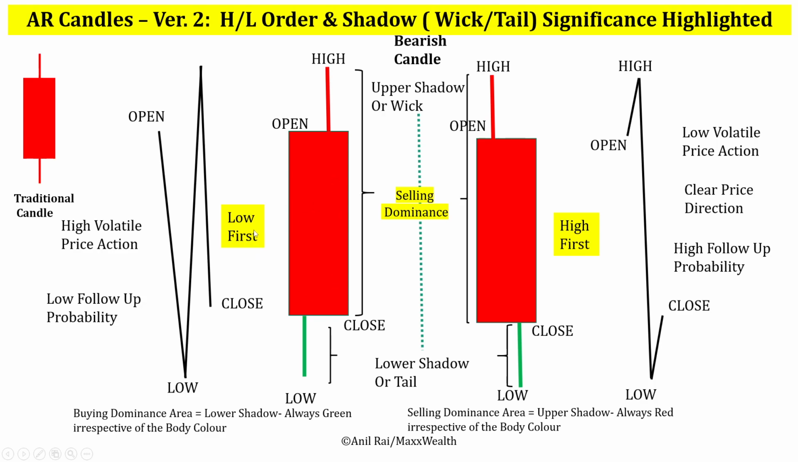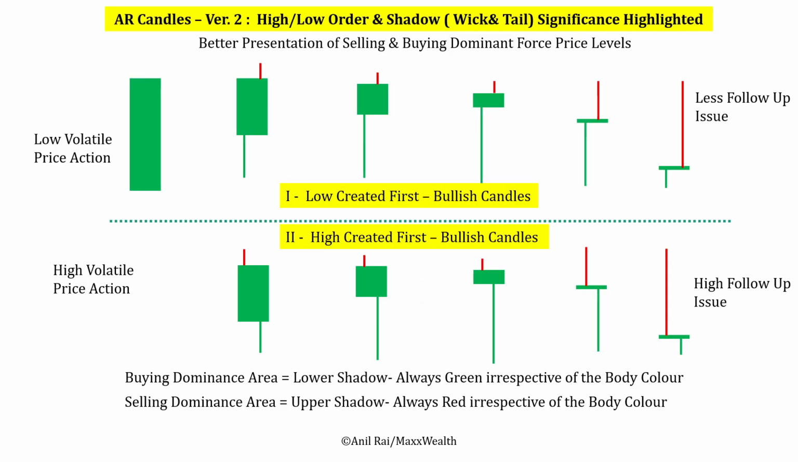This is the first low. The low has been made first, so it's green, and then it's a red one. Here the high is made first, so the high is red, and here is the green low. This is a buying area. The lower shadow or the tail tells us about the buying area. Now we can see clearly that this selling dominance or selling pressure area is from high till close. This is a clear-cut selling area. So the visualization is better. The visual presentation would be better.